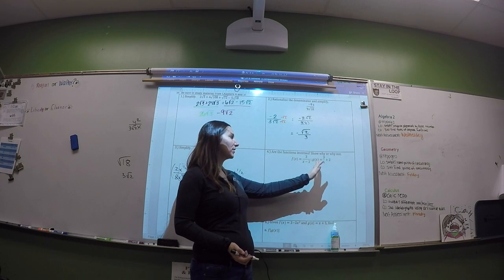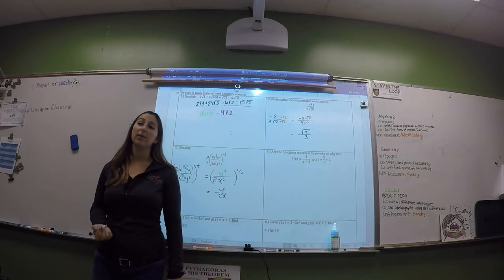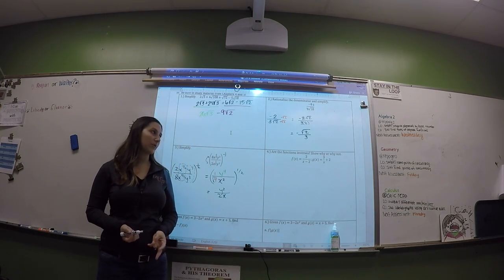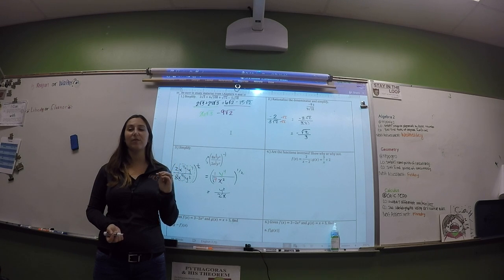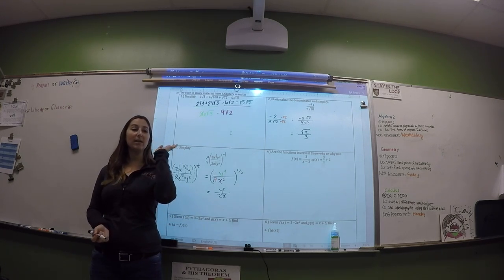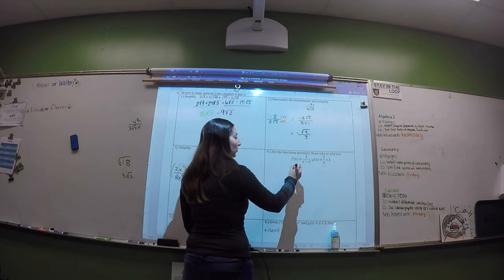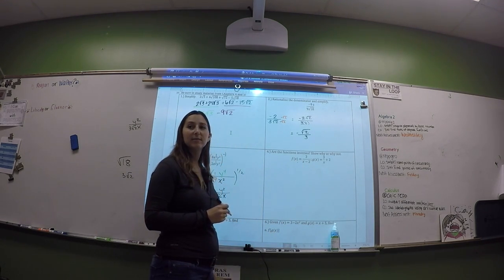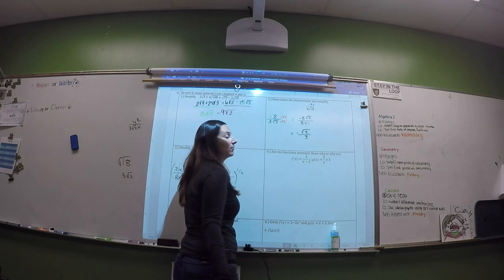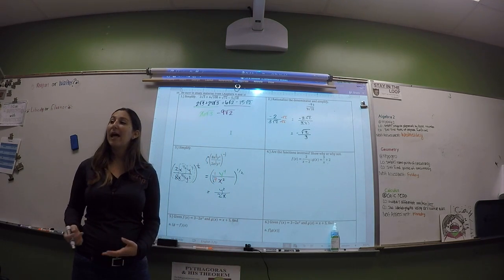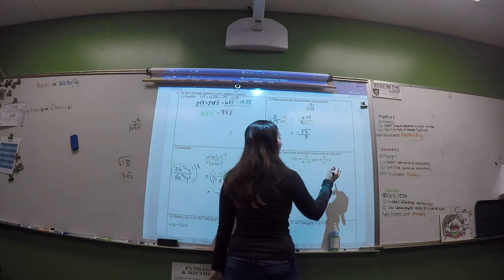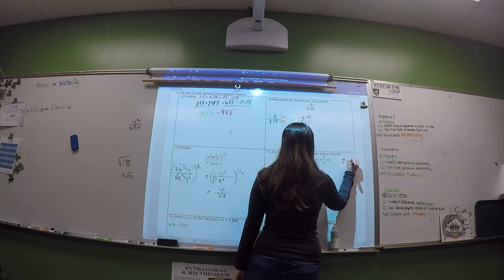Number 4, are the functions inverses or not? Okay, there's 3 ways we can show that they're inverses. You can do any of the ways for this question. The first way would just be to find the inverse of f of x. Second way would be to find the inverse of g of x and see if they're each other. And then the third way, this is something I didn't really teach you in class, but I wanted to make sure that you knew.